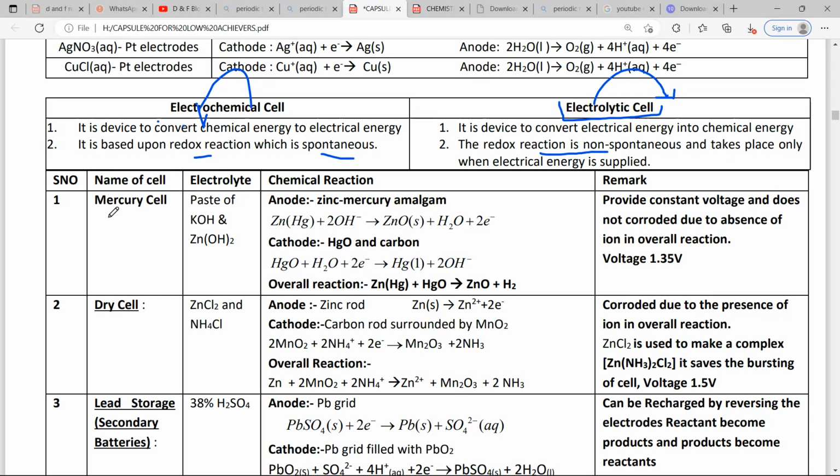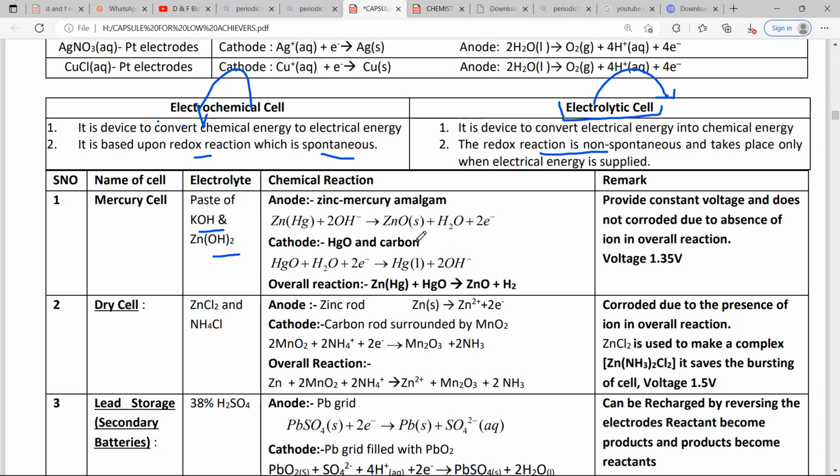And let us go for types of cells here. Mercury cell: the electrolyte is a paste of potassium hydroxide and zinc hydroxide, right? At the anode, the zinc gets converted into zinc oxide. At the cathode, the mercuric oxide gets reduced to mercury, and the overall reaction is zinc amalgam plus mercuric oxide gives zinc oxide plus mercury. So this is a one-way reaction.